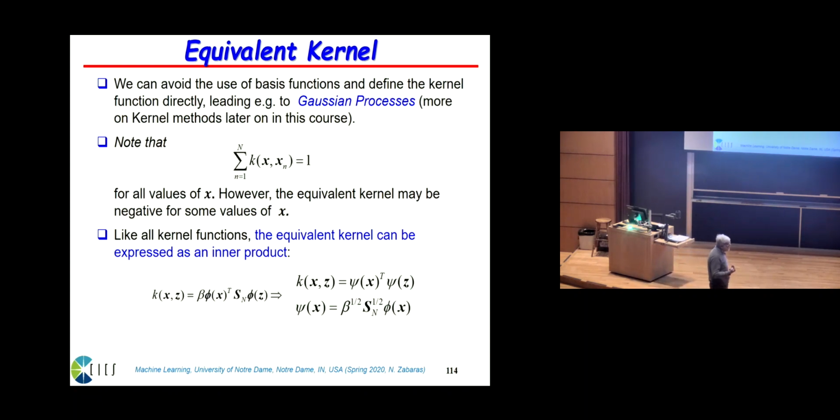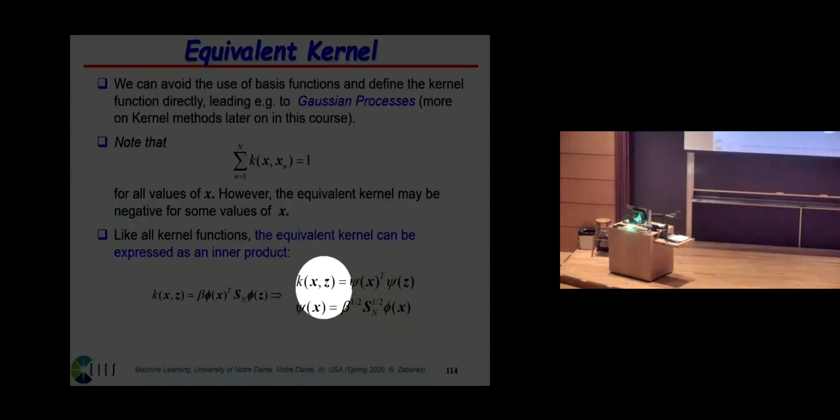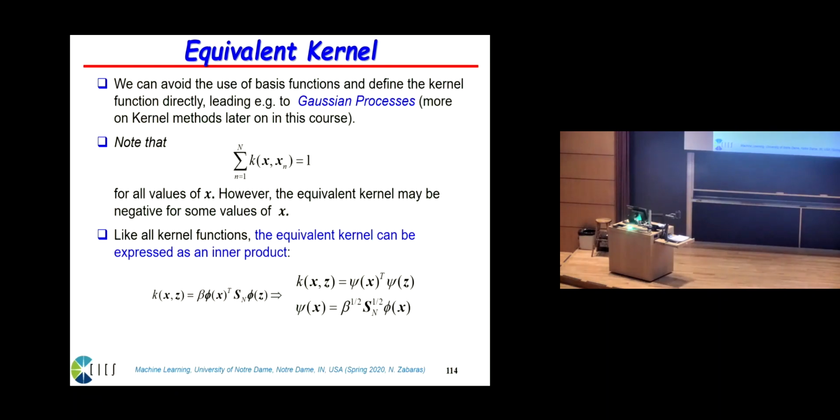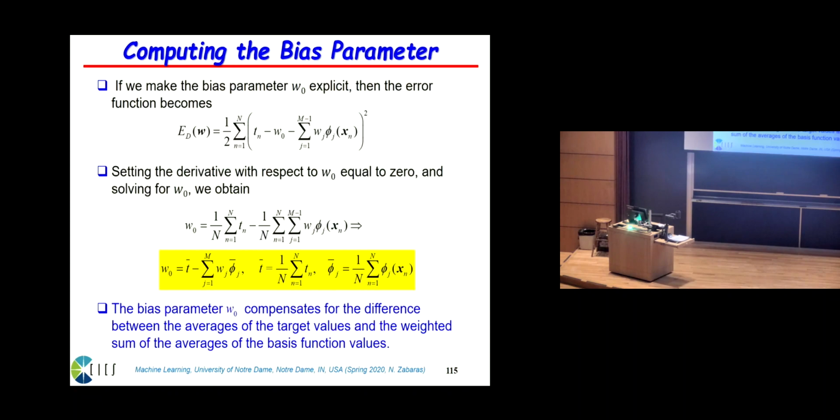Okay? And again, it gives you the impression, because it's an inner product in the input space, that it has something to do with distances in the input space. The interpretation of k(x, z) is that it captures correlations of the output at the points x and z. That's the wonderful thing with kernel methods. Okay, done.